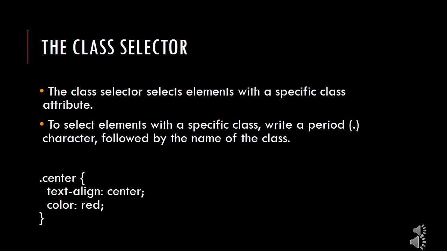The class selector selects HTML elements with a specific class attribute. To select elements with a specific class, we write a period character followed by the class name. In the example, we use the class name center, with the property text align, its value as center, and property color with a value of red.